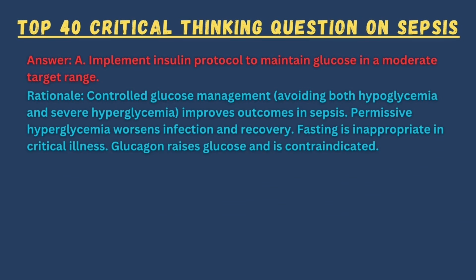Answer. A. Implement insulin protocol to maintain glucose in a moderate target range. Rationale. Controlled glucose management, avoiding both hypoglycemia and severe hyperglycemia, improves outcomes in sepsis. Permissive hyperglycemia worsens infection and recovery. Fasting is inappropriate in critical illness. Glucagon raises glucose and is contraindicated.